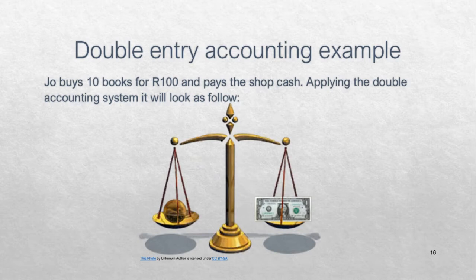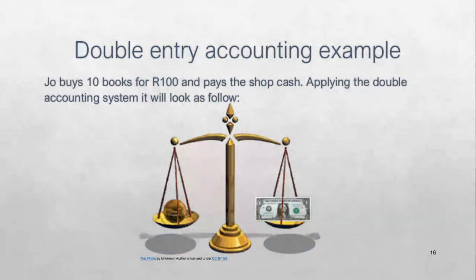Okay, so we debit bank. Remember, when we debit bank, because bank is an asset, we are in effect increasing the bank. And you say we credit stock.